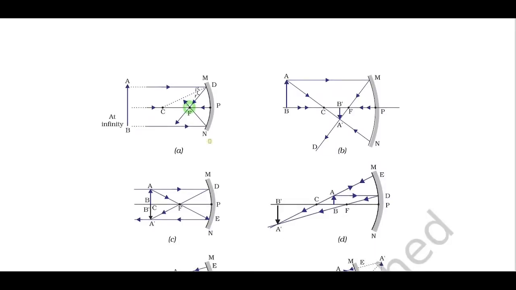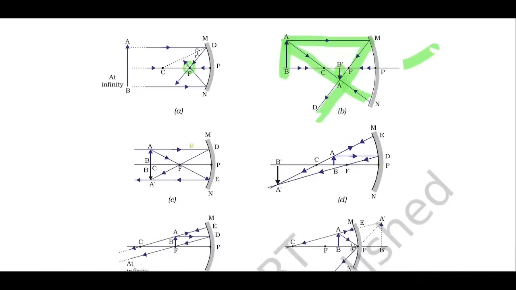See, out of the 4 rules, out of the 4 conditions, if you use any 2 conditions, you will get the image. The second condition: the object is placed beyond C. The image formed is what? The image formed is between C and F. The image is diminished. When compared to the object, the image size is diminished and it is real and inverted.